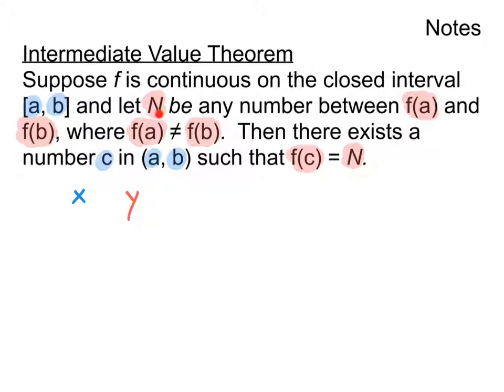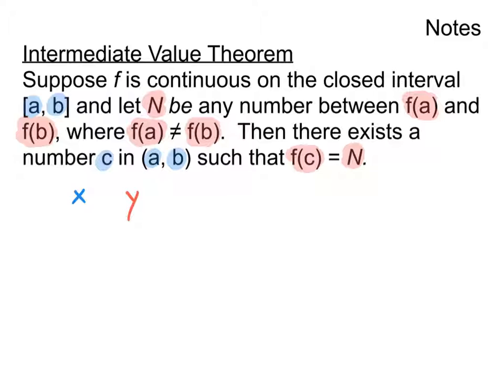And so n is some number between f of a and f of b. Notice our y values. So this is like the 20 in our first problem. There's some number that's between them, and notice it says where f of a does not equal f of b. Because if they're equal to each other, how can it be between them? Another one of those lovely detail-y things about math, right?